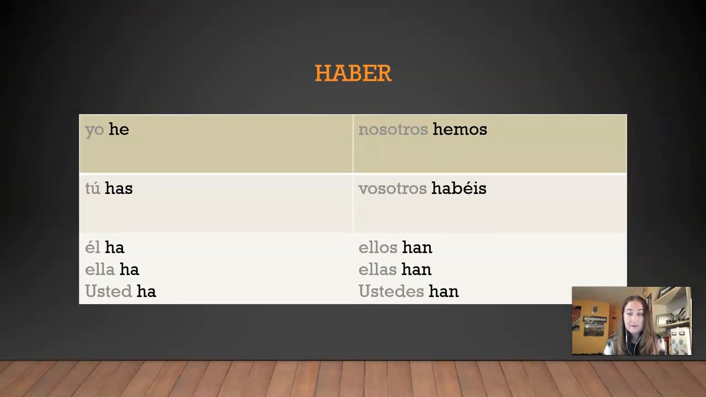Repeat them after me. Repitan. He, has, ha. Hemos, habéis, han. Notice they all start with the silent H. There's only one accent. Where does it go? That's right, over the E in the vosotros form.